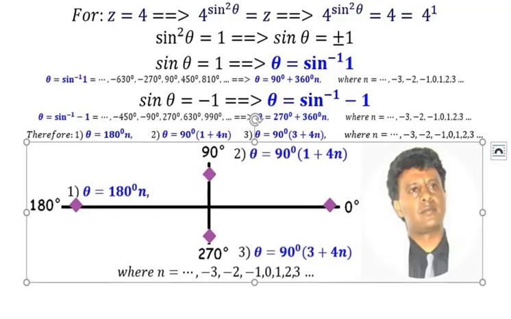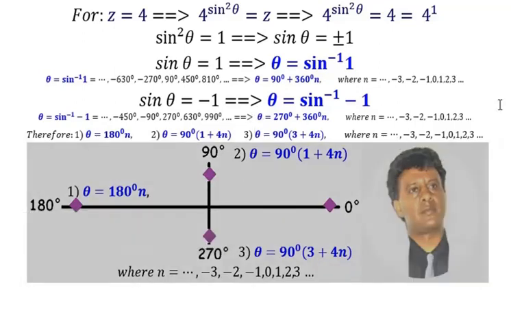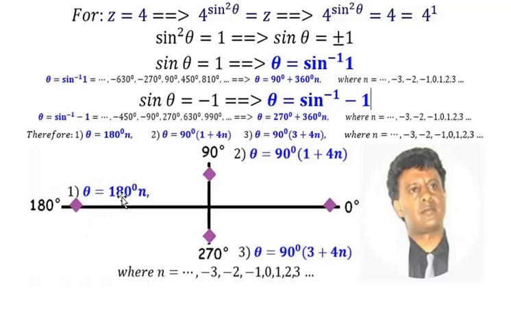And this is in picture format. The first solution is theta equals 180 degrees times n. It is all coterminals, 0 and 180, and all their coterminals. And the second one is 90 degrees times 1 plus 4n. It is 90 degrees and all its coterminals. And it is 270 degrees and all its coterminals, which is 90 degrees times 3 plus 4n, where n is any integer from negative infinity to infinity.